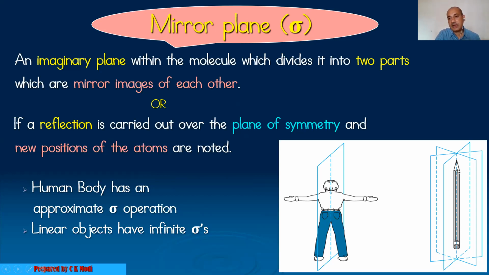Now look at this linear molecule. If I put one plane over here, a second plane over here, a third plane here, so I can put an infinite number of planes, through which it divides into two parts, and both parts are mirror images of each other. Therefore, linear molecules have an infinite number of mirror planes.